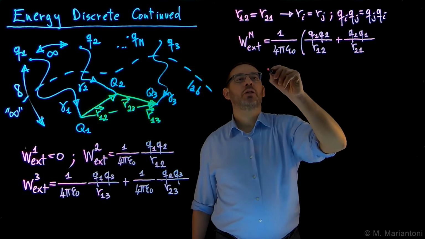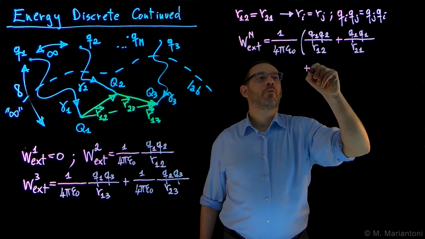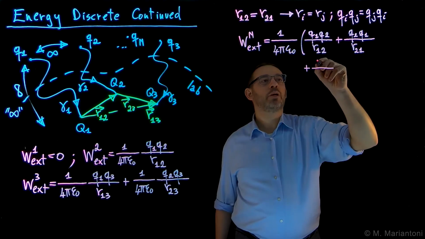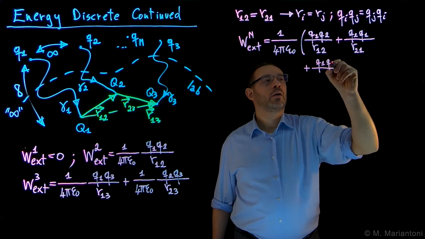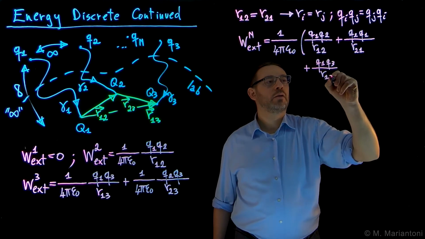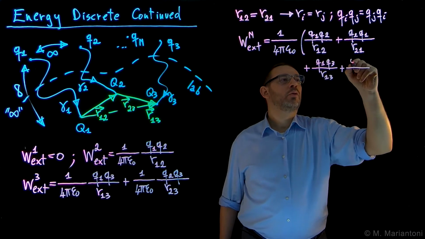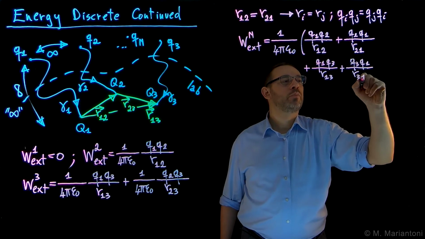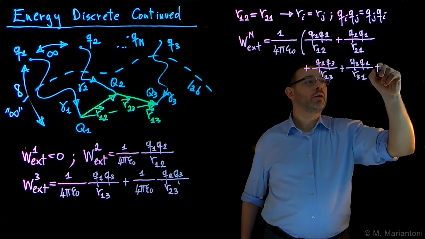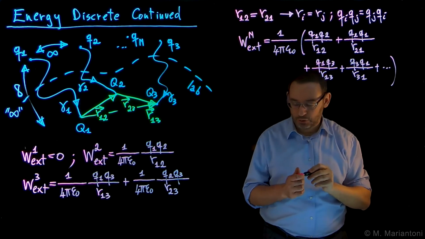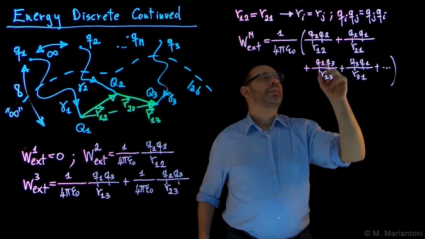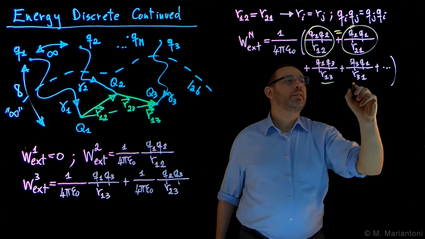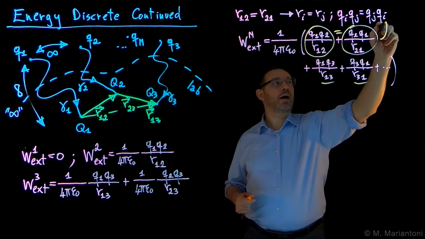And we do the same procedure for all these products. So for example, we're going to have Q1, Q3 divided by R13. And let's add Q3, Q1 divided by R31. Obviously, we can go on until capital N, same procedure. So obviously, this quantity is equal to this quantity. Similarly, down here, because of these properties up here.